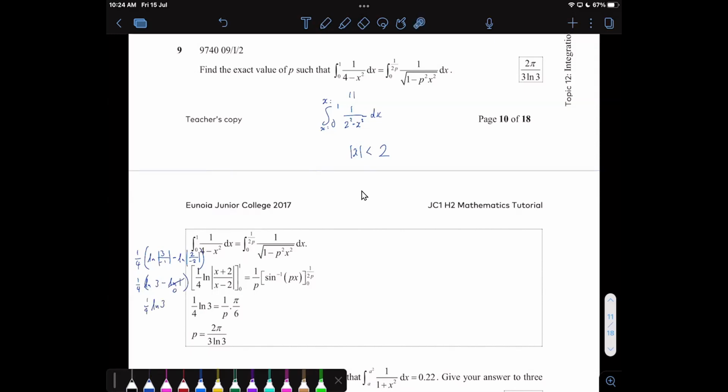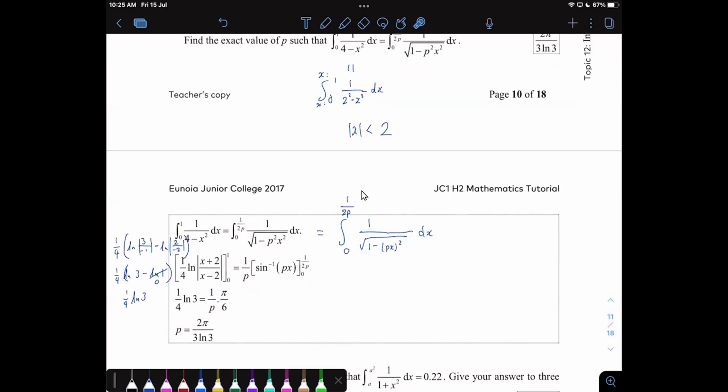But for the right-hand side over here, 1 over square root of the 1 minus p square x square. P square x square is actually just bracket px then square, right? Then in this case, if you try to integrate, you get a sine inverse, but the inside is px now, right? But you have to divide by p. Why? Because of chain rule. If there's a p here, you have to divide by p.